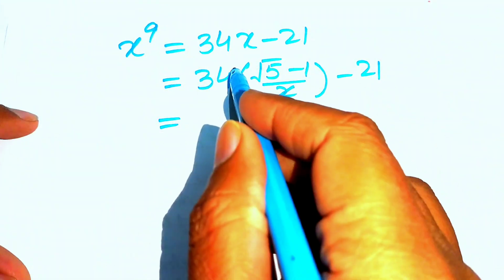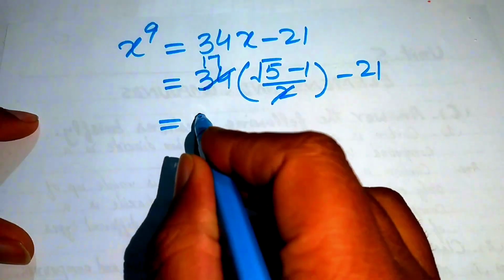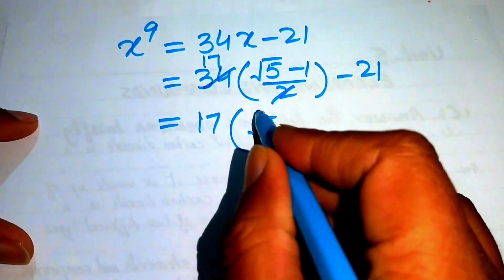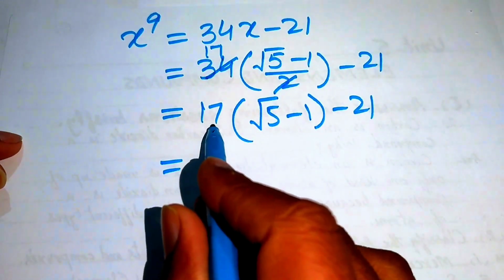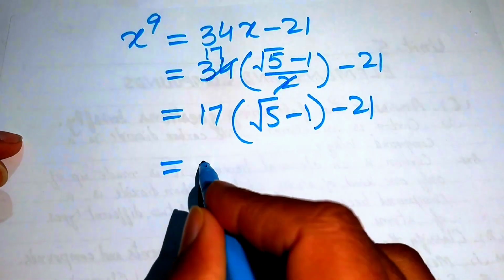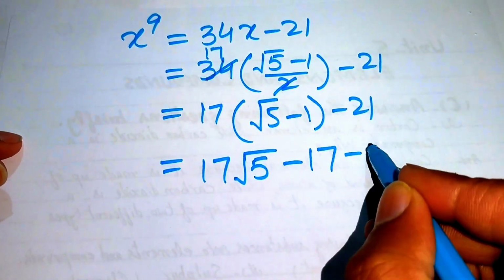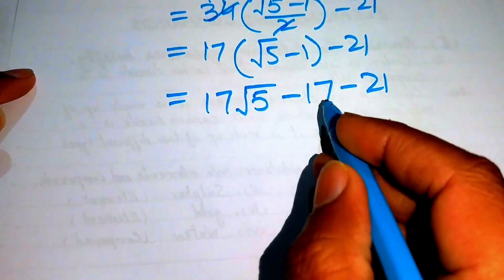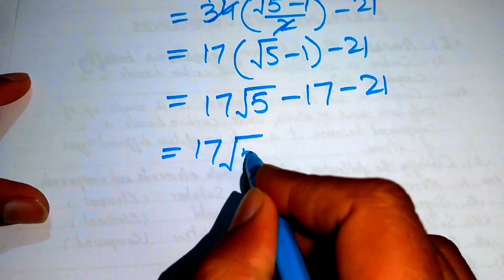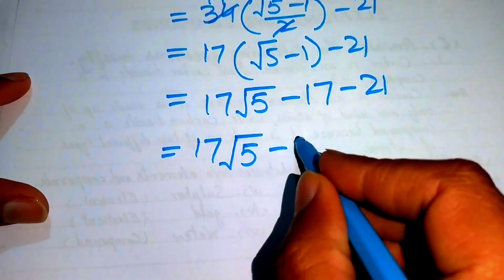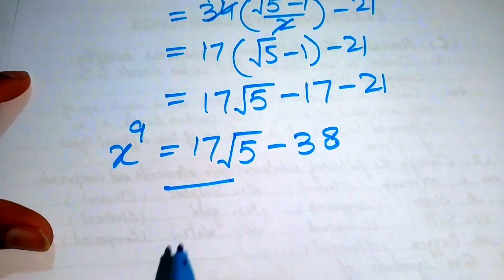So here you see that this 2 is cancelled, 2 17s are 34. So you get here 17 times square root of 5 minus 1, minus 21. So now we multiply the 17 on both of the terms, and you get 17 times square root of 5 minus 17 minus 21. So now we add this minus 17 and minus 21, and it will be equal to 17 times square root of 5 minus 38. So this is the value of x to the power of 9, and this is the final answer.